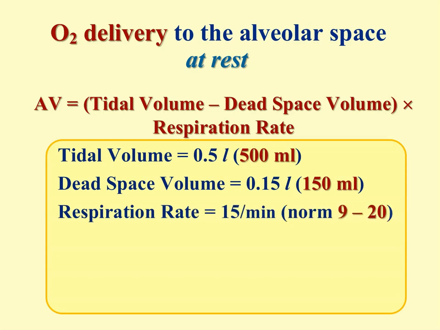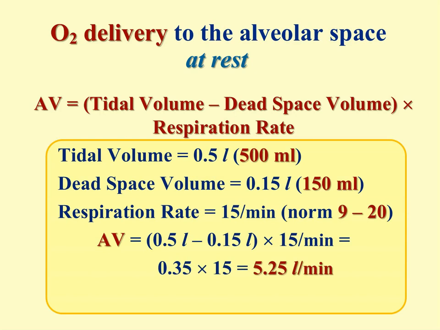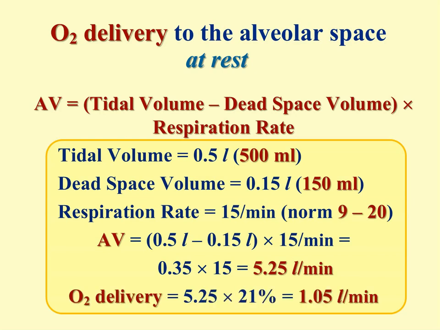So therefore the remaining portion will be 350 and multiplied by respiration rate, which we are going to take about 15. It can be 14 as well, it's not a mistake. But let's take 15 and we get about 5 liters, slightly more, 5.25 liters per minute. So oxygen delivery, therefore, if we take into account that oxygen amount in the atmospheric air is 21%, is 1.05, or simply you can simplify it, 1 liter of oxygen each minute can be delivered to the lungs.